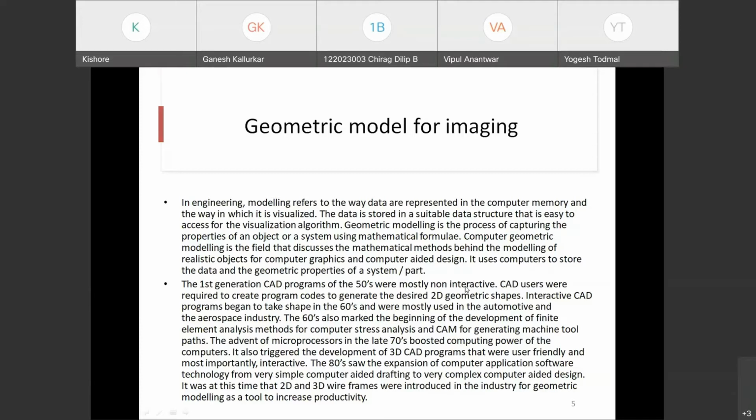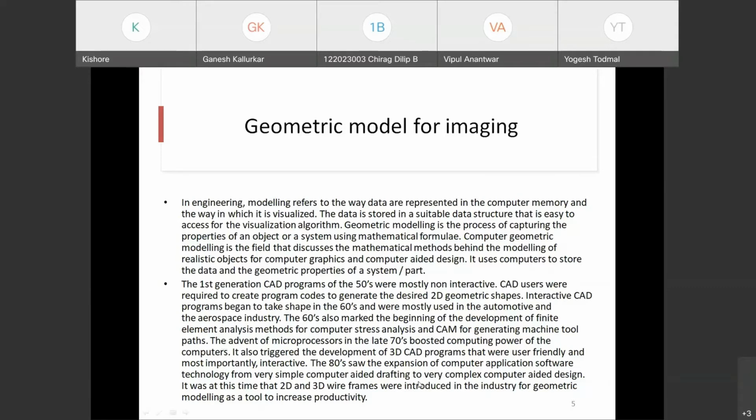In the 50s, these features or interactions were not possible. If you wanted to scale it up or scale it down, or move it from one location to another, you required to program it. So the CAD users were required to create program codes to generate the desired 2D geometric shapes. Interactive CAD programs began to take shape in the 60s and were mostly used in automobile and aerospace industries. The 60s also marked the beginning of development of the finite element analysis method for computer stress analysis and CAM for generating machine tool paths.